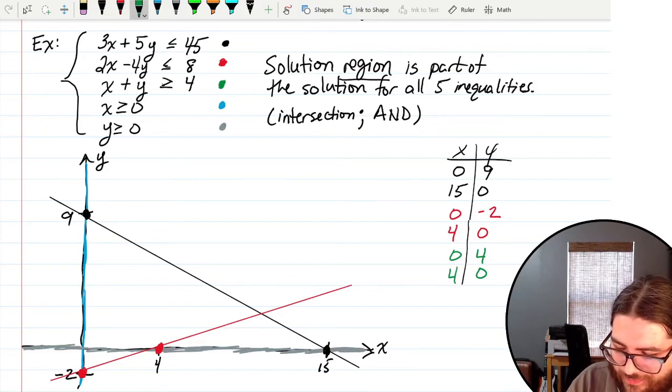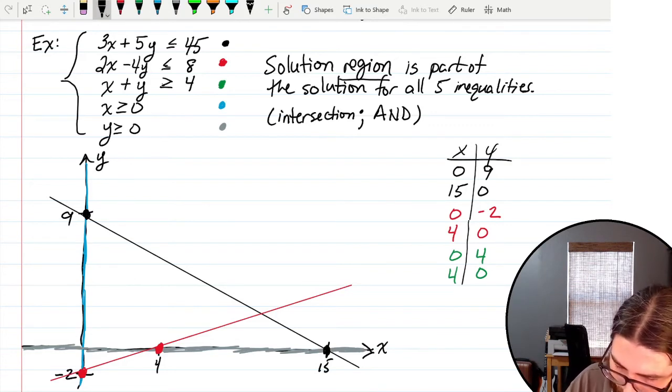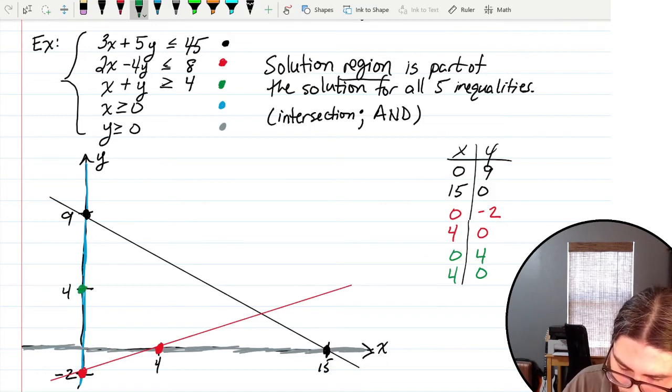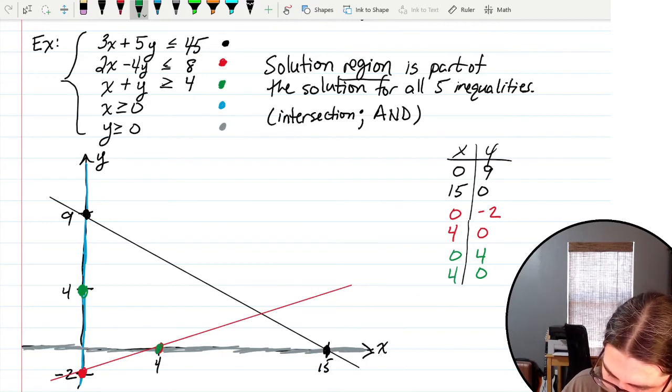My green line connects the points 0, 4. Oh, I didn't mark 0, 4. 0, 4 would be about right there. A little bit less than halfway. Connects the point 0, 4 to the point 4, 0. And it's okay to reuse your points.